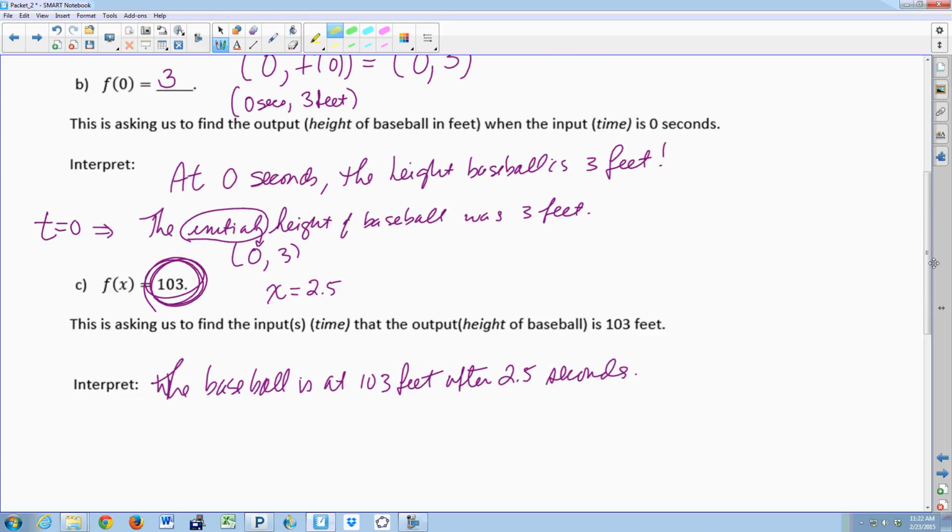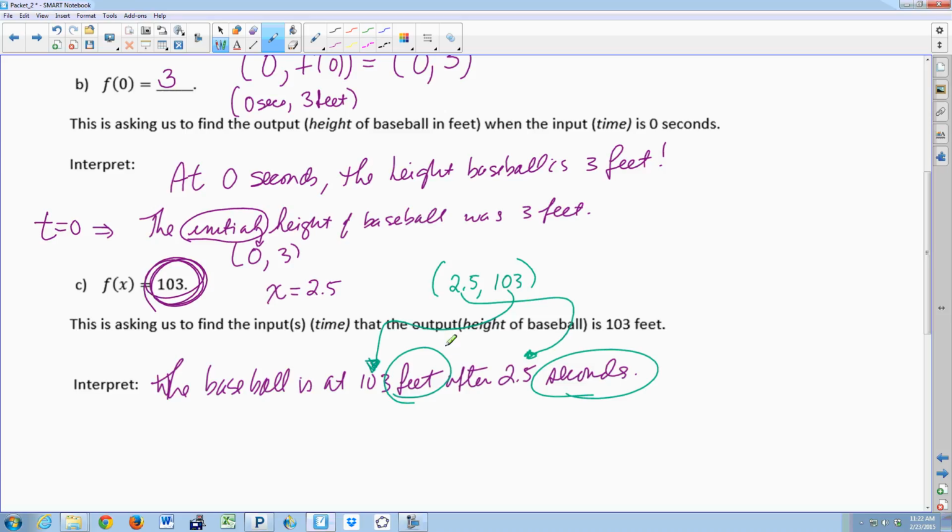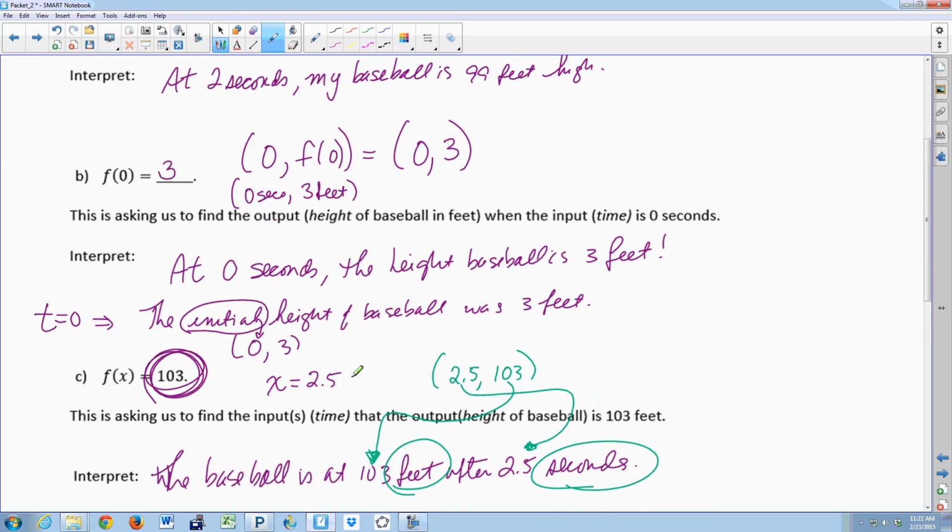Again, I want to point out, because some of you missed this on your project, when I ask you to interpret or explain what an ordered pair looks like, you have 2 numbers and 2 units. So notice the ordered pair that would go with this is 2.5, comma 103. So in my sentence, I need to see the actual number 103, and I need to see the actual number 2.5, and I need to see their corresponding units, in this case, feet and seconds. Okay, so that's just a good practice to get into when you're trying to interpret the meaning.